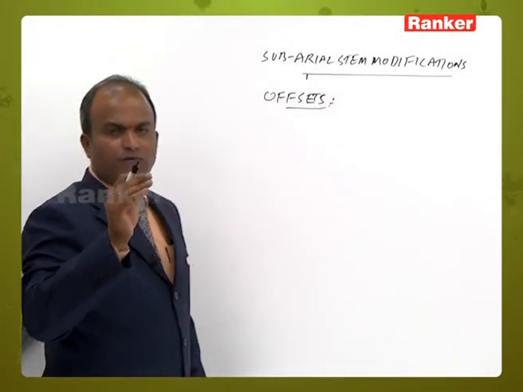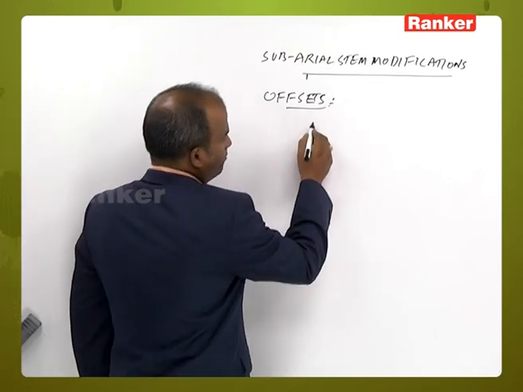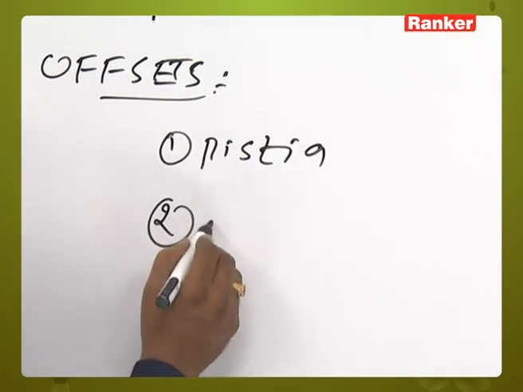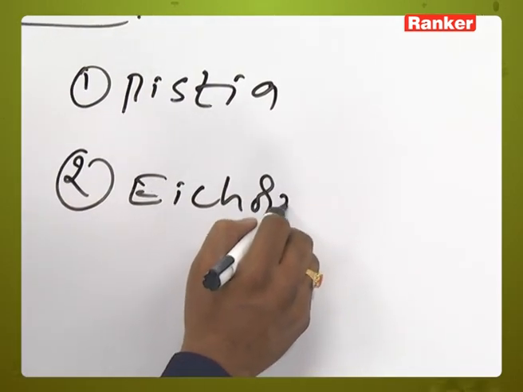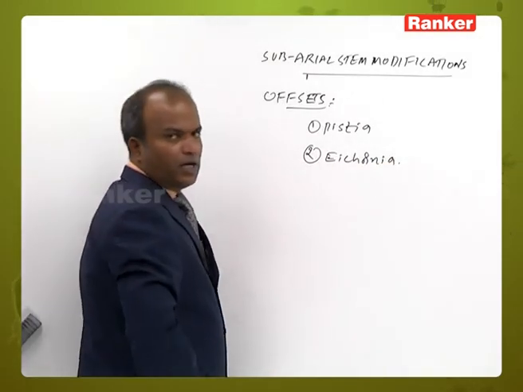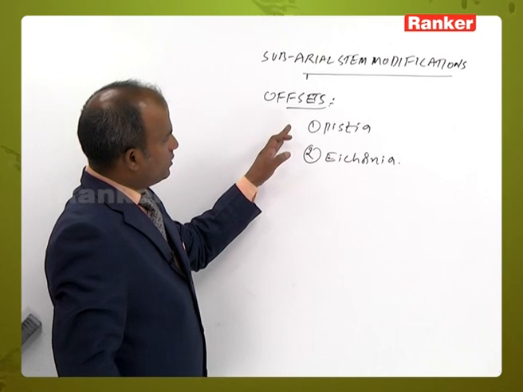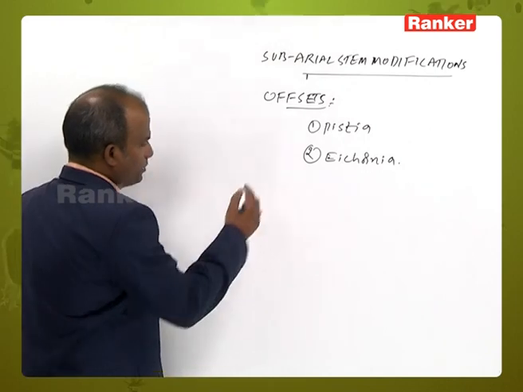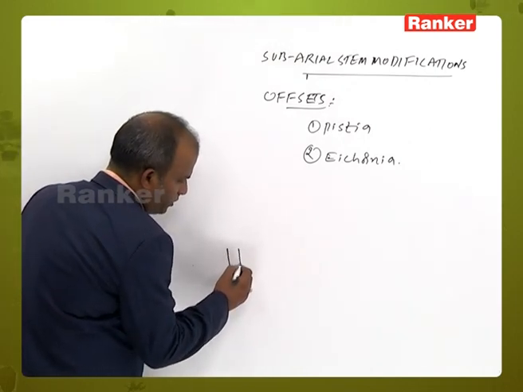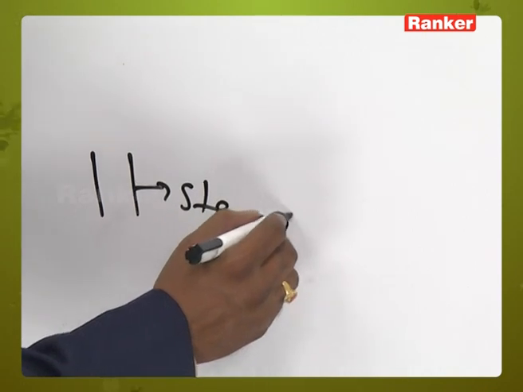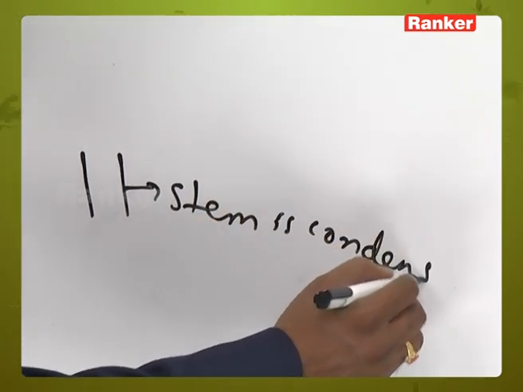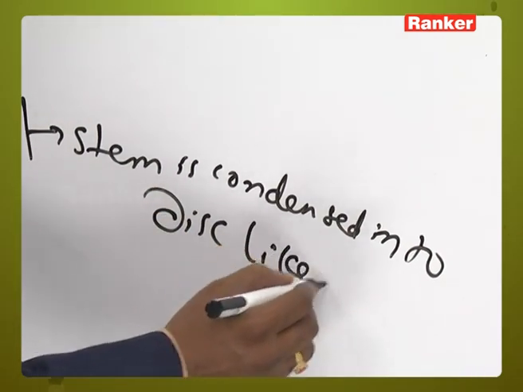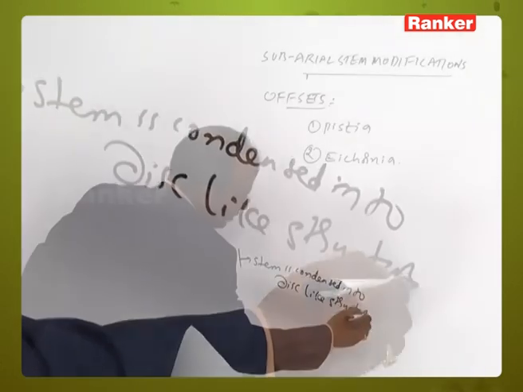What are the examples for offsets? One is Pistia, and the second one is Eichhornia. Now, I am taking an example based upon Pistia. In this Pistia, the stem is condensed into a disc-like structure.